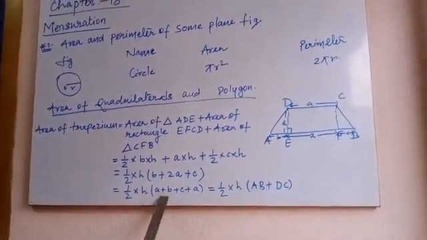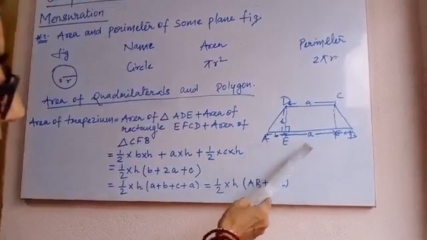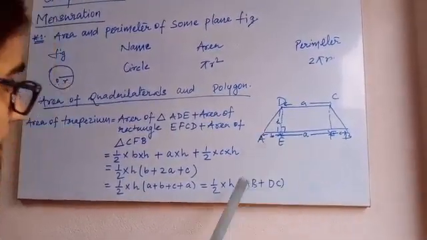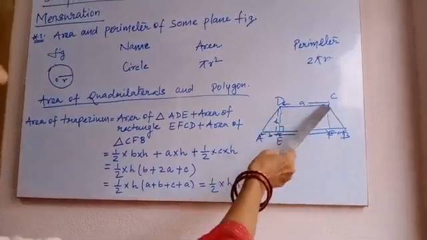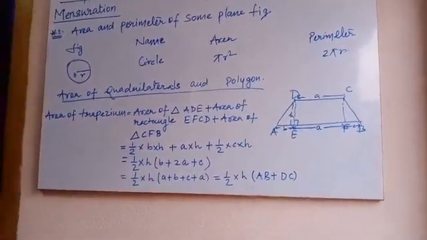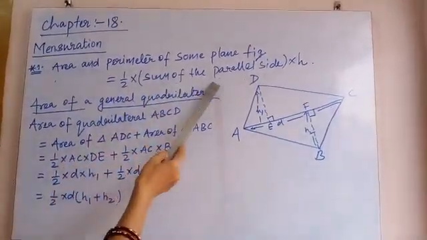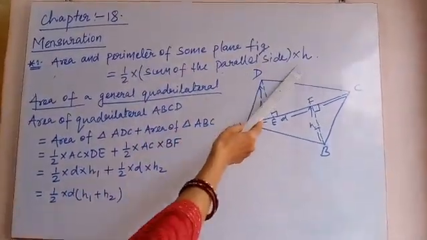A plus B plus C. AB plus CD, A equal to CD. So the area of trapezium equal to 1 by 2 into sum of the parallel sides into H.